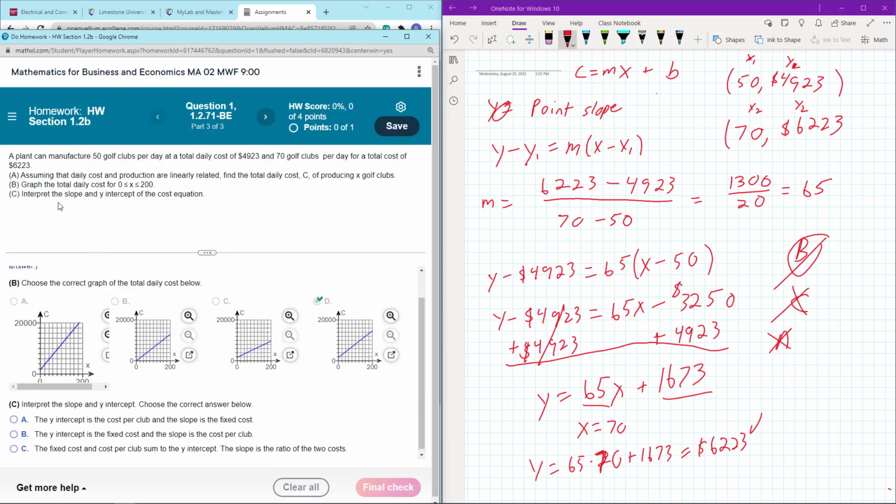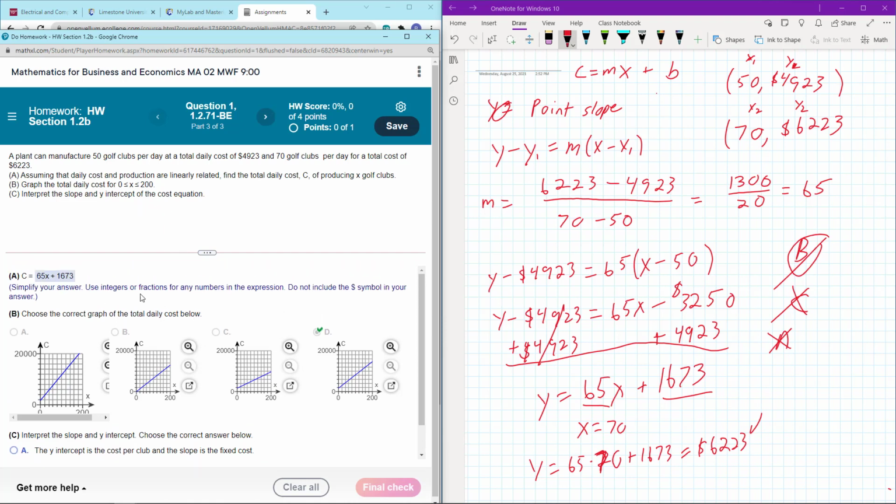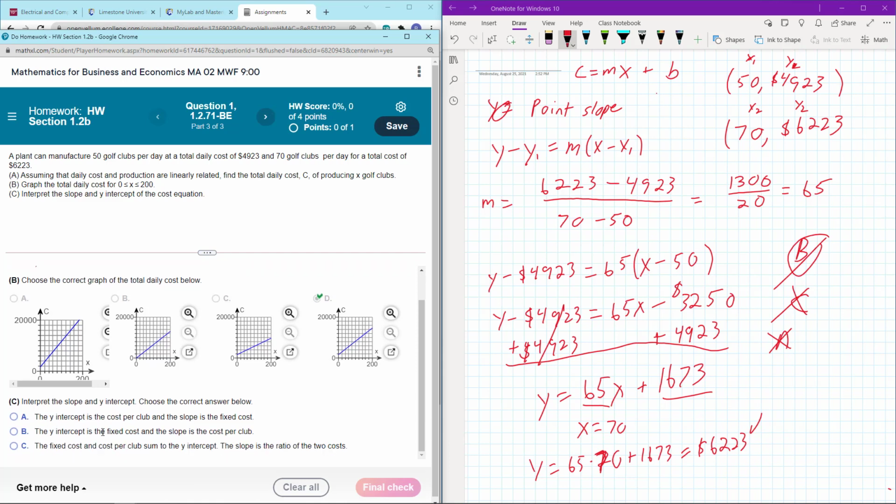And now we want to interpret the slope and the y-intercept of this cost equation. And remember, this is our cost equation: 65x plus 1673. Well, and this is the y-intercept. The y-intercept is the cost per club, and the slope is the fixed cost. Well, I would say that that is false. First of all, the y-intercept is the fixed cost, and the $65 is the cost per club. Okay, the y-intercept is the fixed cost, and the slope is the cost per club. That kind of makes sense. So let's go ahead and click that.